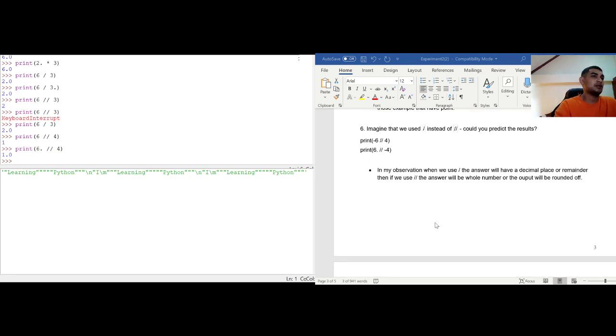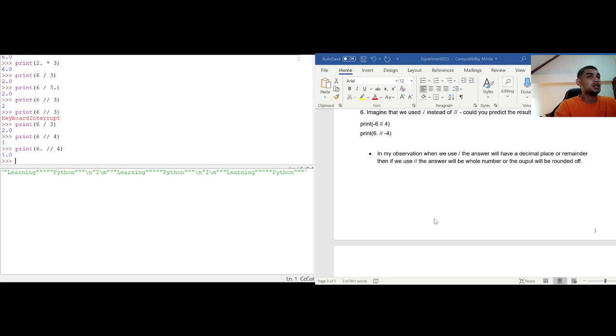So in my observation, when we use one slash, the answer will have a decimal place, a remainder. Then if we use 2 slashes, the answer will be a whole number, or the output will be rounded off.